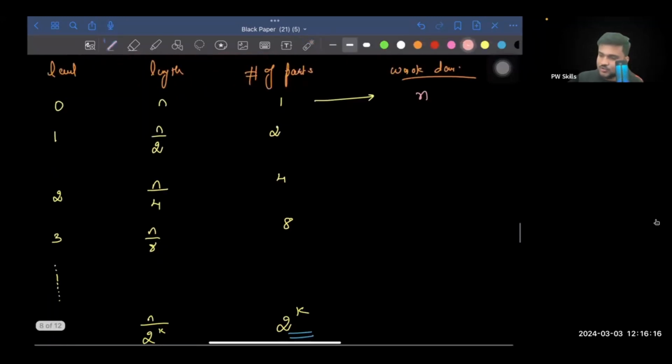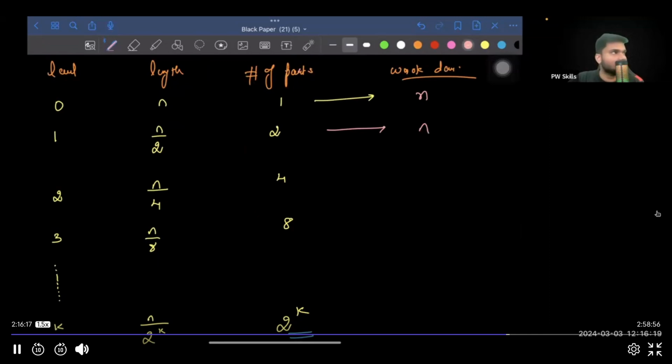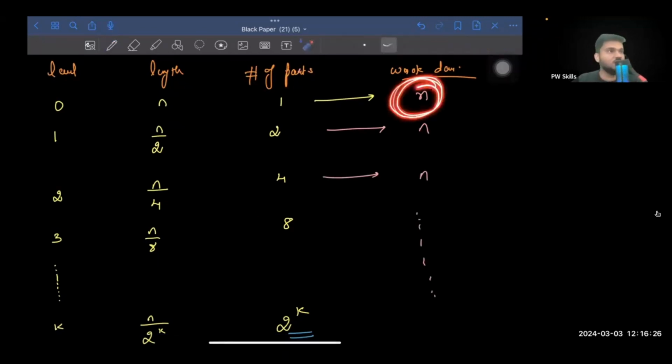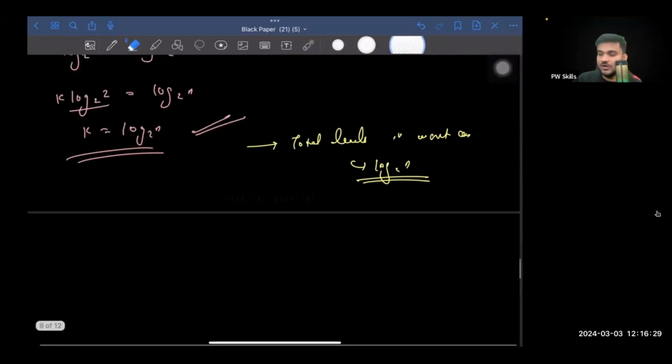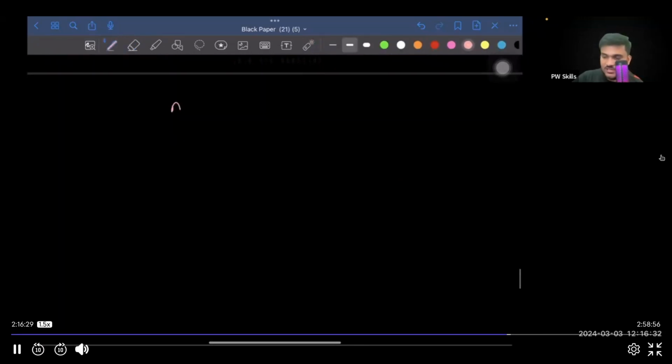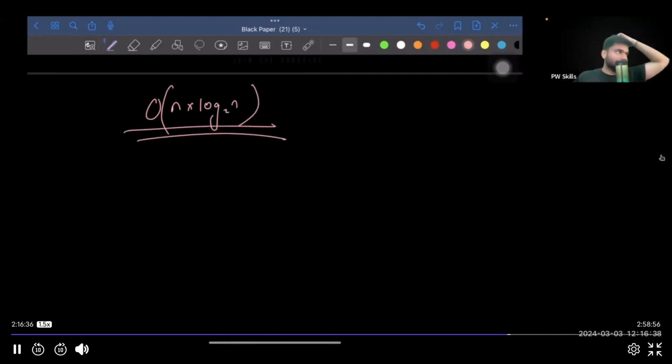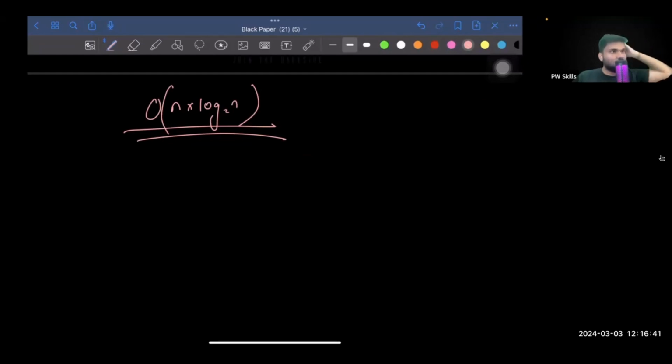Can I say that? So to get this particular level also, we'll be doing order of n. This particular level also order of n, and so on. So you are doing n iterations on each level. And how many levels you have? You have log n levels. So if you are doing n iterations on each level and you have log n levels, time complexity is this, order of n log n. Are you able to get this point?